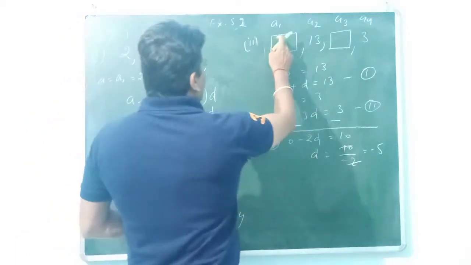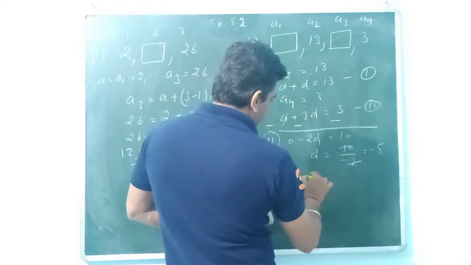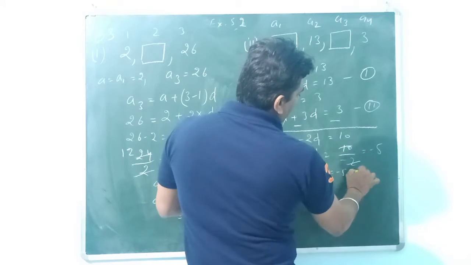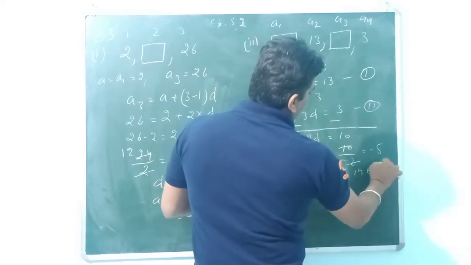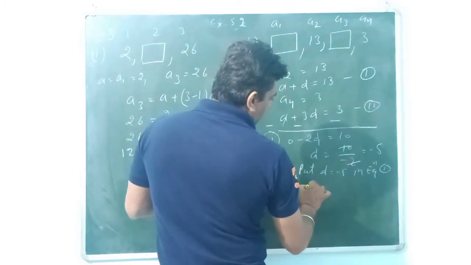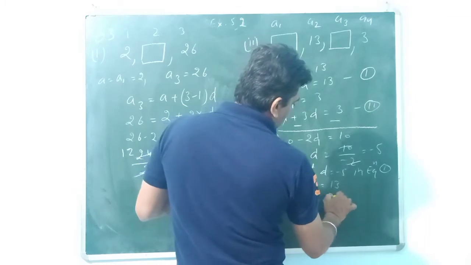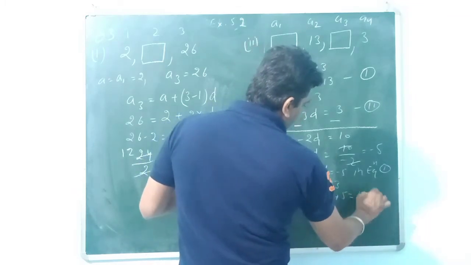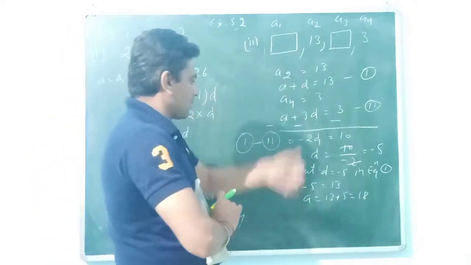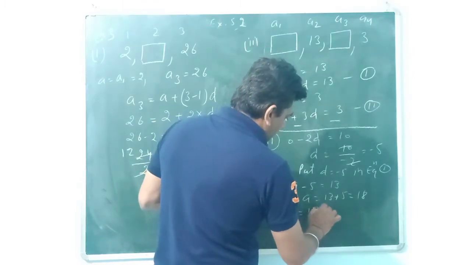So A1, if we put this value of D in equation 1 or equation 2, put D equal to minus 5 in equation 1. A minus 5 equal to 13, or A equal to 13 plus 5 equal to 18. Now what is A1? A1 is equal to 18.